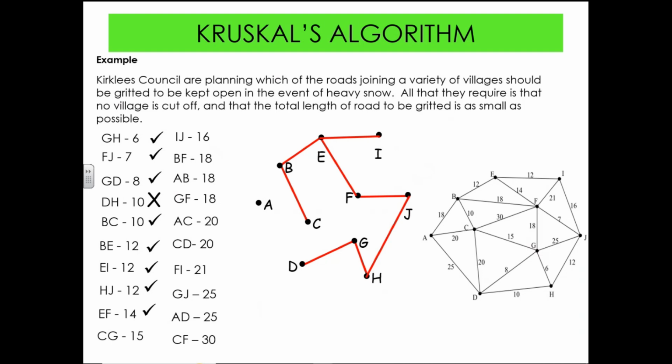So CG will make a cycle, can't put that on. IJ will make a cycle, can't put that on. BF's a cycle. AB is not a cycle. It joins up A there. And now all of our nodes are joined up. You know that you're done. You're not going to add any more on. You can check as you go along, but all of these down here we're going to reject because all of our nodes are joined up already.